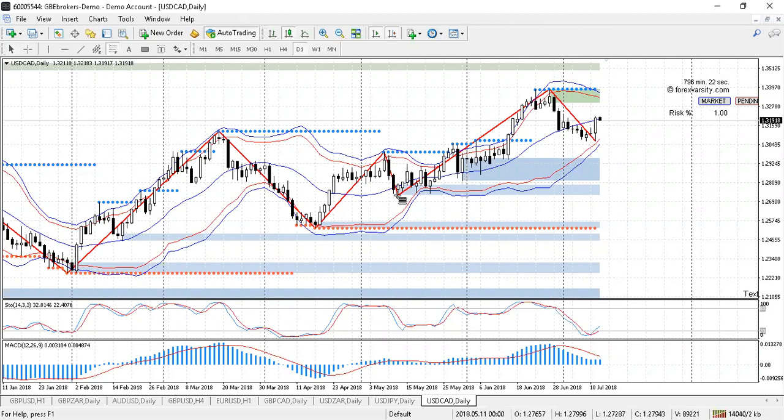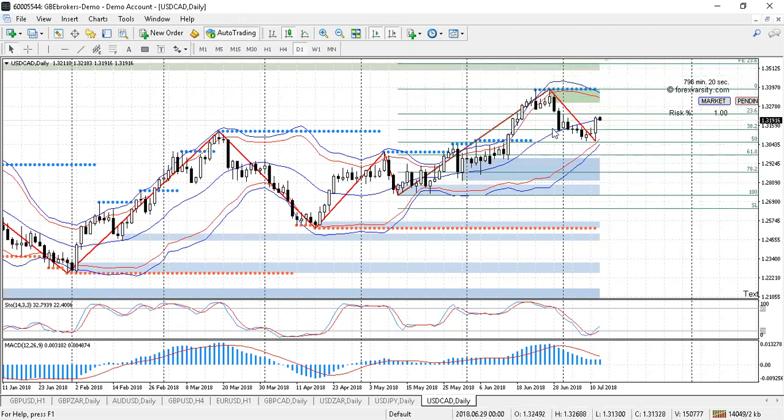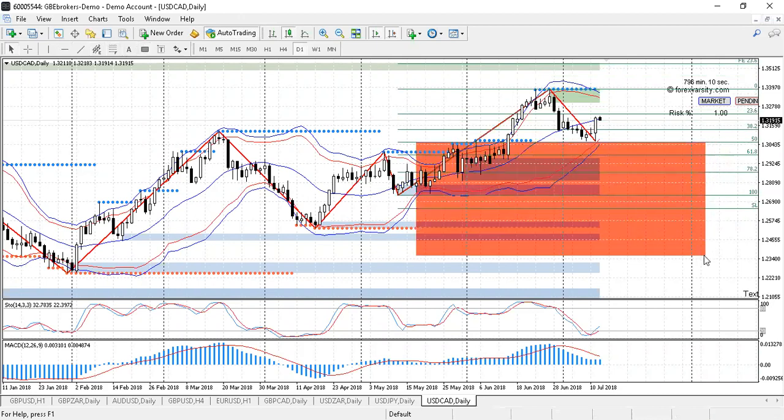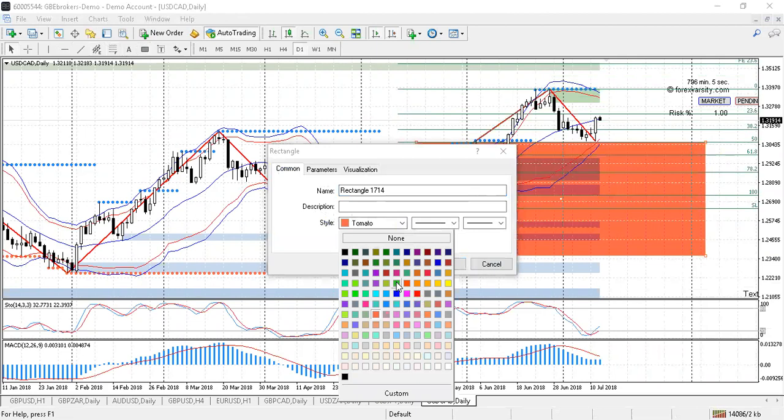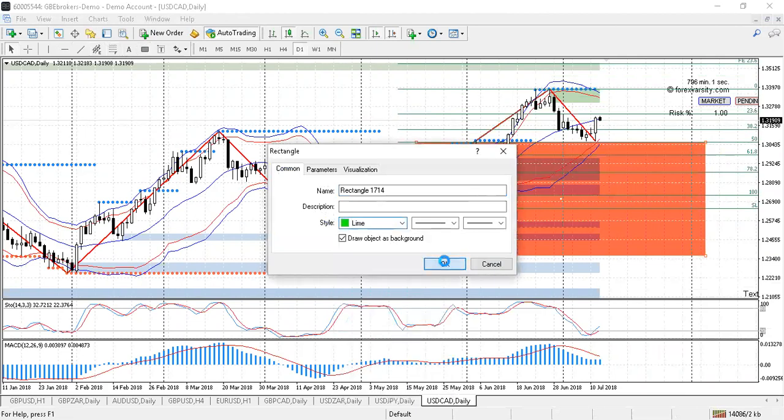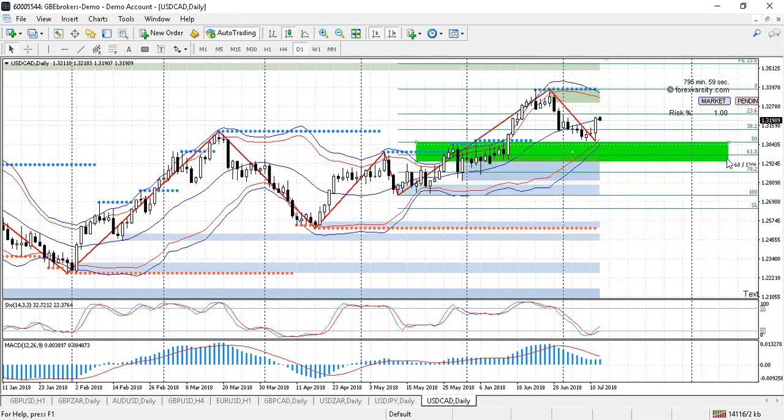I'd obviously put my fib from A to B, and I can see, if I had a zone, it would be roughly between my 50 and my 61.8. I'd look back for previous support and resistance to see if there was any further resistance or support just below the 61.8. So I'll put my little buy zone there.